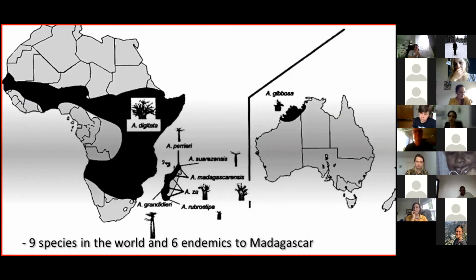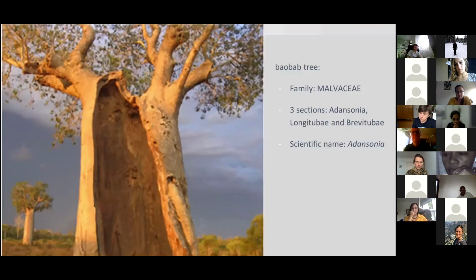So the baobabs in the world, there are 9 species and 6 are endemic to Madagascar. 2 species are in other countries in Africa and 1 species in Australia. The baobab species belong to the Malvaceae family and have 3 sections: Adansonia section, Longitube section, and Brevitube section. The scientific name of these big trees is Adansonia.